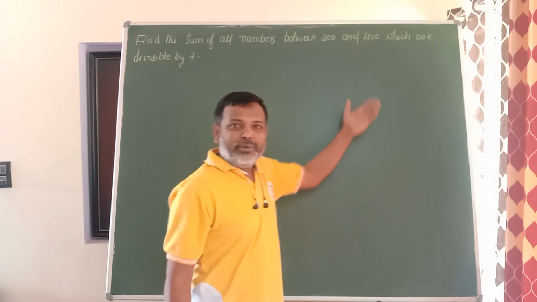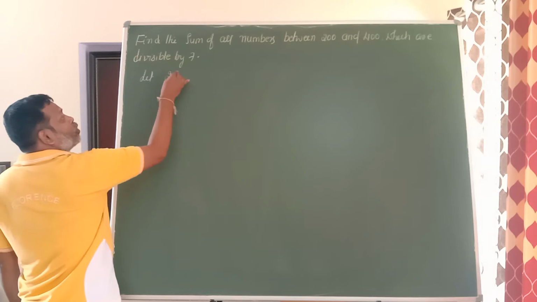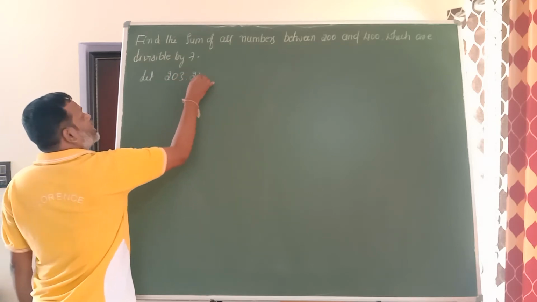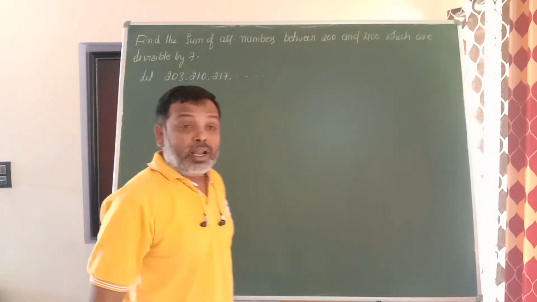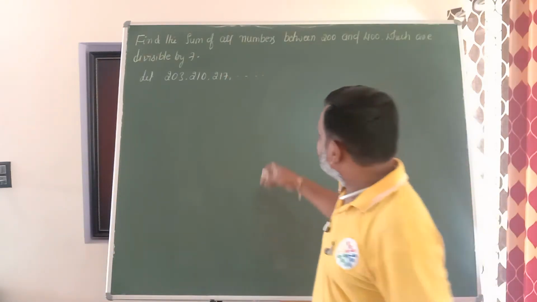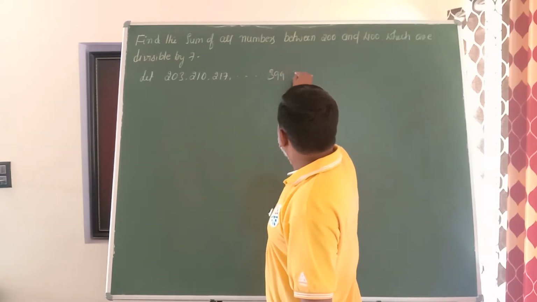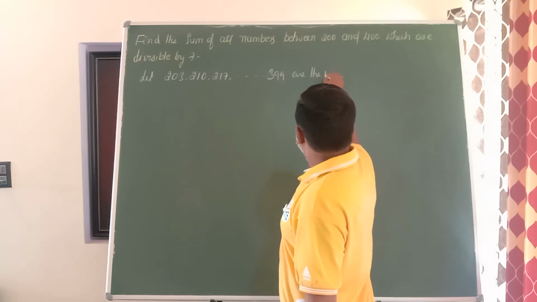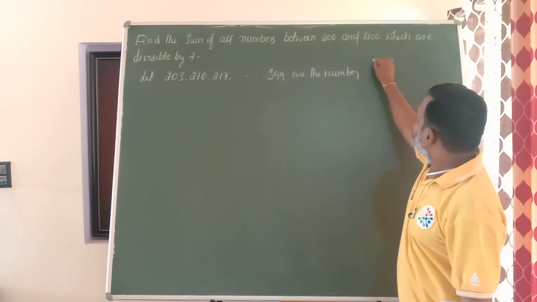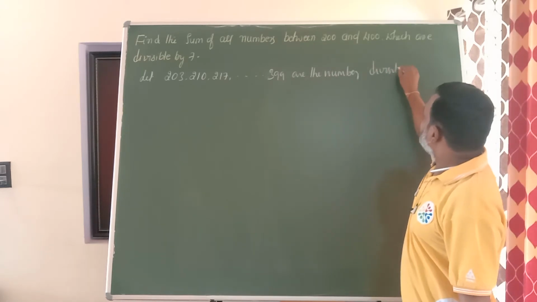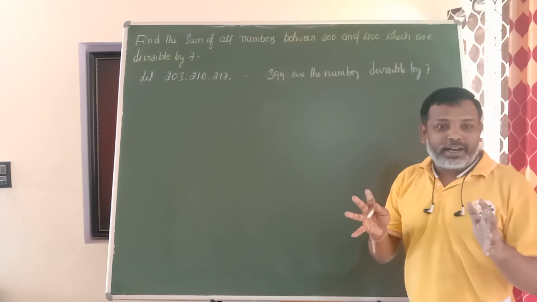What are the numbers which are divisible by 7? Let me consider 203, 210, 217, and so on like that, up to the number 399. These are the numbers divisible by 7 which lie between 200 and 400.